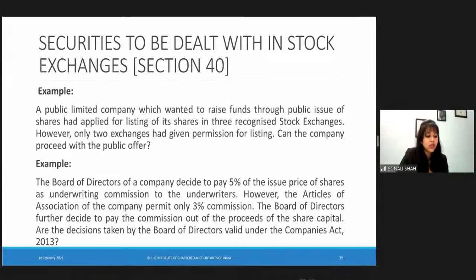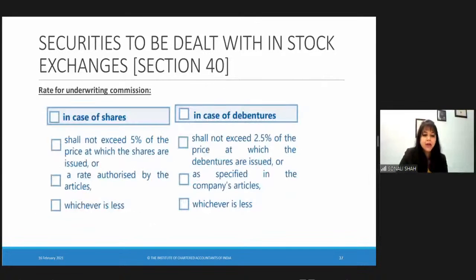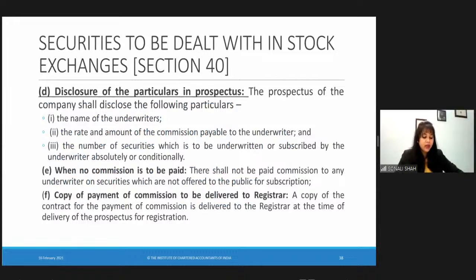D stands for disclosure in prospectus. Guys, I am repeating the mnemonics. You can write it again. So the mnemonics for underwriting commission that can help you remember the key contents is NCD-PAR. N stands for not paid on shares not offered to public. Right?